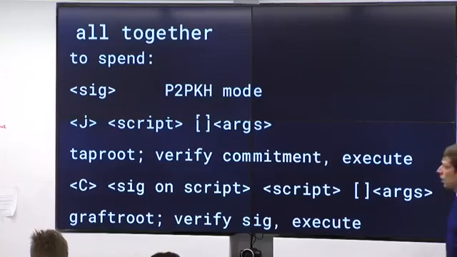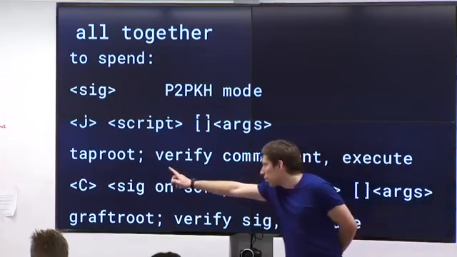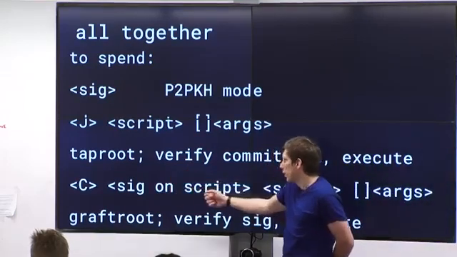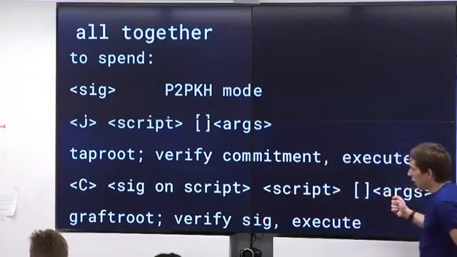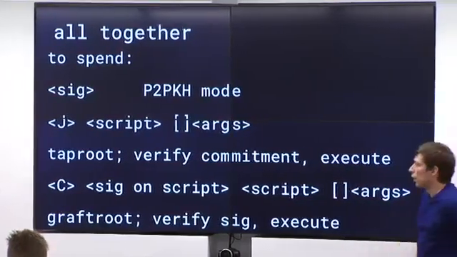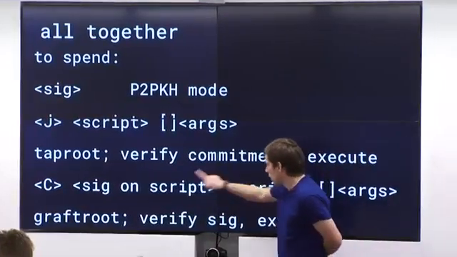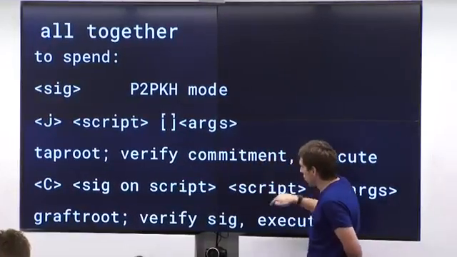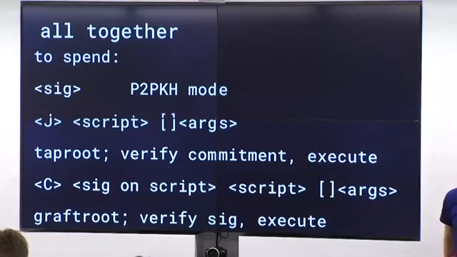Another way to do it is if I've got C, which is also just a point, and a signature on the script, and then a script, and a bunch of arguments. Then I say, oh, this is graftroot. I'll verify this signature on this script, and then execute with these arguments.